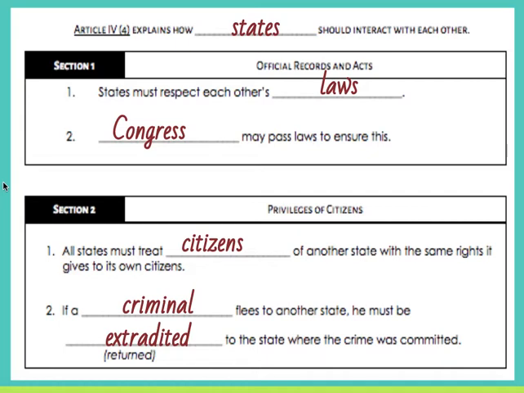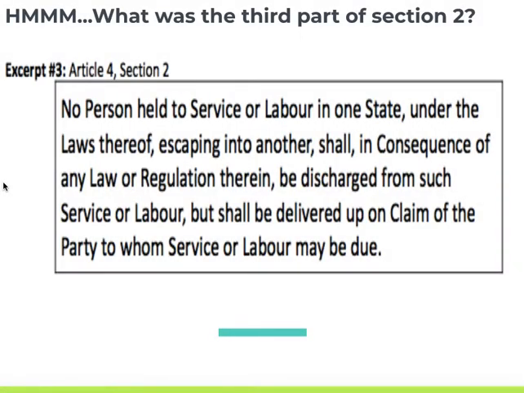Now, thinking back, we already learned a little bit about this actually. We learned about this when we were talking about slavery and the Constitution. Thinking back, we learned about how the Constitution has an excerpt in it that says that if a slave or somebody found in service or labor in one state escaping to another shall be discharged from such service or labor and delivered upon claim to the party to whom the service or labor may be due. In other words, they are returned back to, at this time, what was considered their owner. And this was a part of this section.